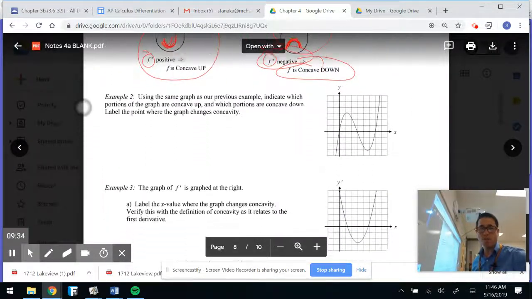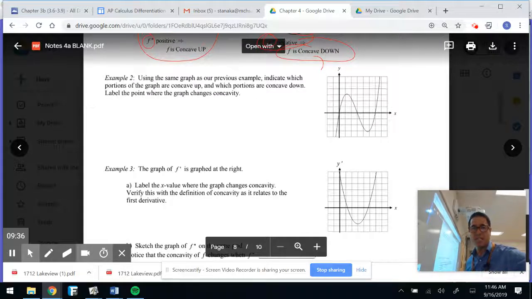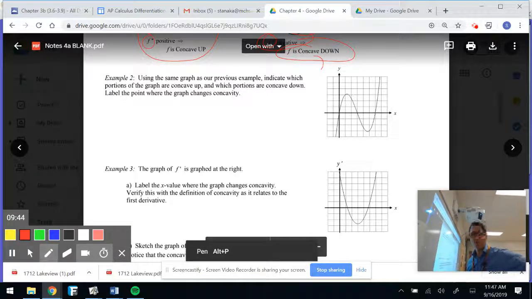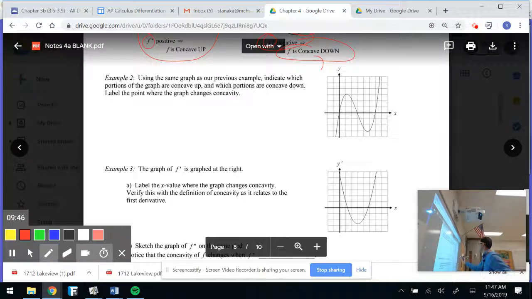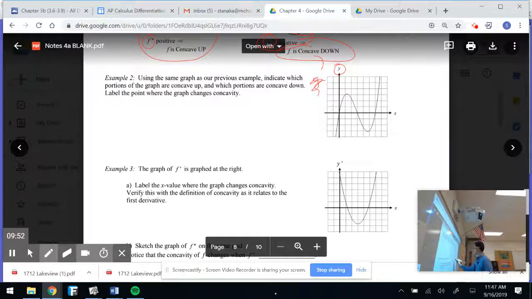All right, example 2, using the same graph as our previous example, indicate which portions of the graph are concave up, which are concave down. Label the point where the graph changes concavity. So these are original graphs, so we could call these guys G, or right there, it's Y, and that's Y prime. So let's go ahead and take a look at this.